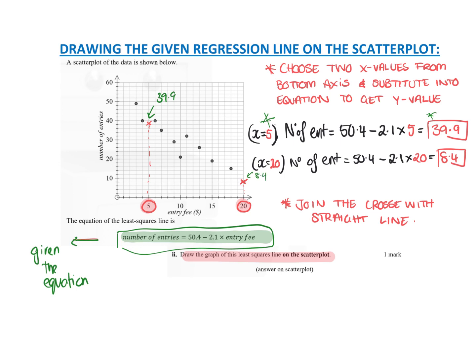Once you have those two crosses, you just get your ruler and rule a line through the 2 crosses, and there you would have your least squares regression line, or the equation they've given you. So I'm going to draw it. I'll draw it with an actual line. So there you go, there's the line.